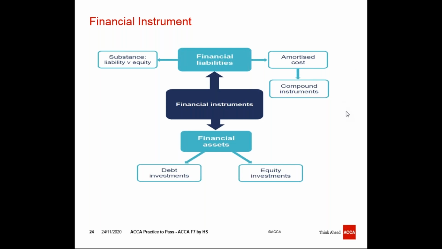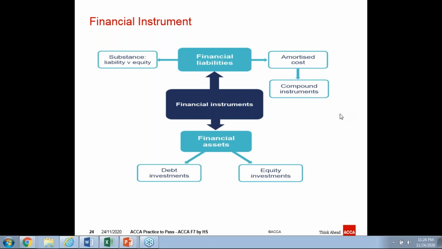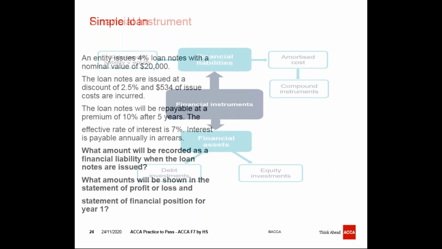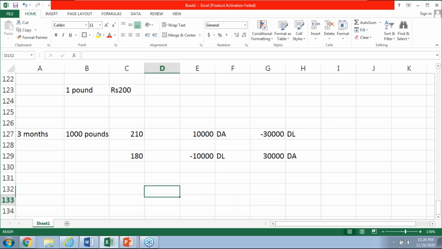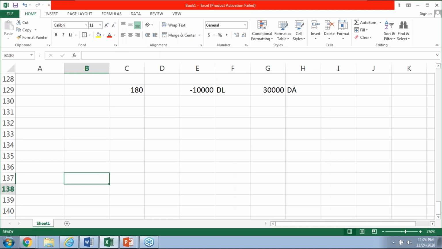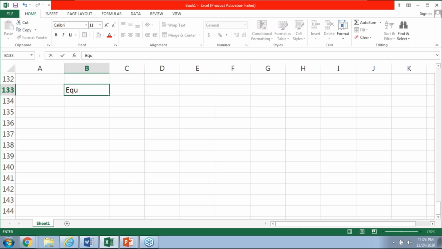So let's discuss the concept of financial assets. Financial assets might include an equity instrument. An equity instrument can be measured at fair value through P&L or fair value through OCI. These are the two categories.